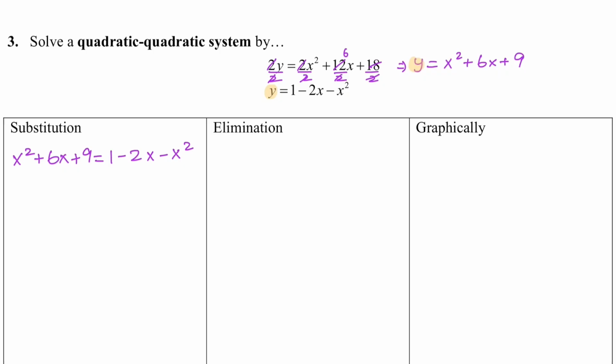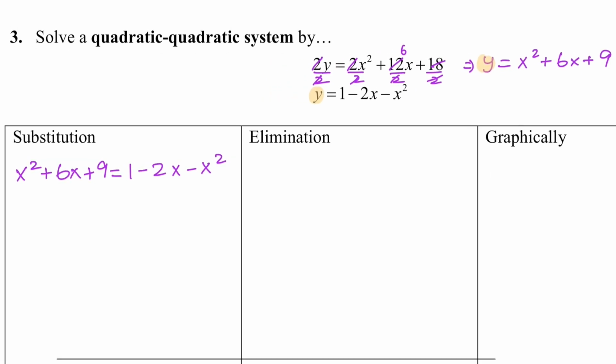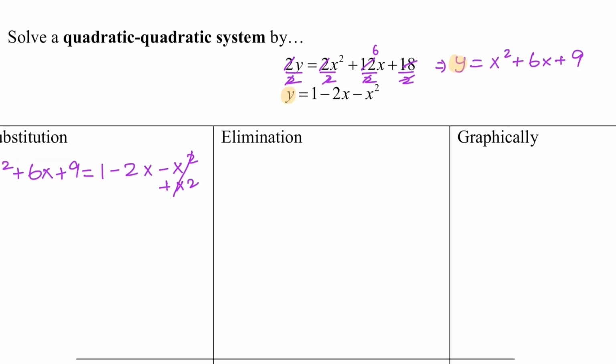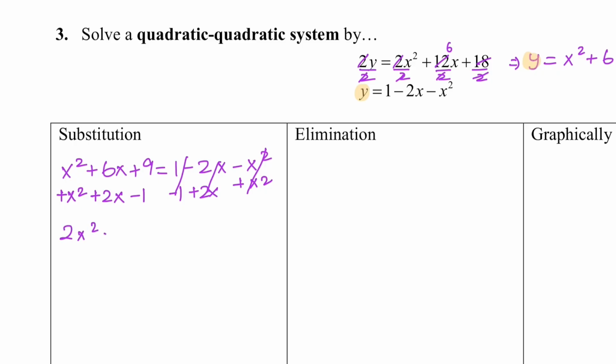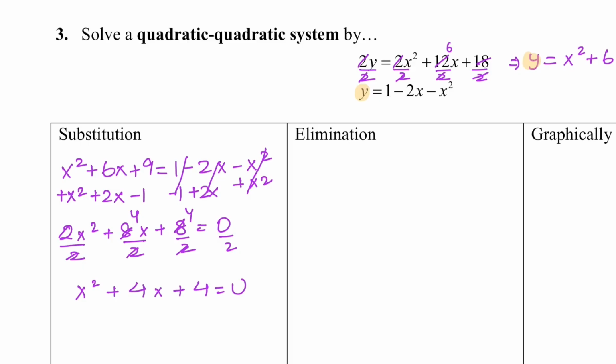And then you move everything to one side. So add x squared on both sides. Add 2x on both sides. Add minus 1 on both sides. And you'll get 2x squared plus 8x plus 8 is equal to 0. Now you can factor out the 2 here, or divide both sides by 2. When you do that, you will get x squared plus 4x plus 4 is equal to 0.